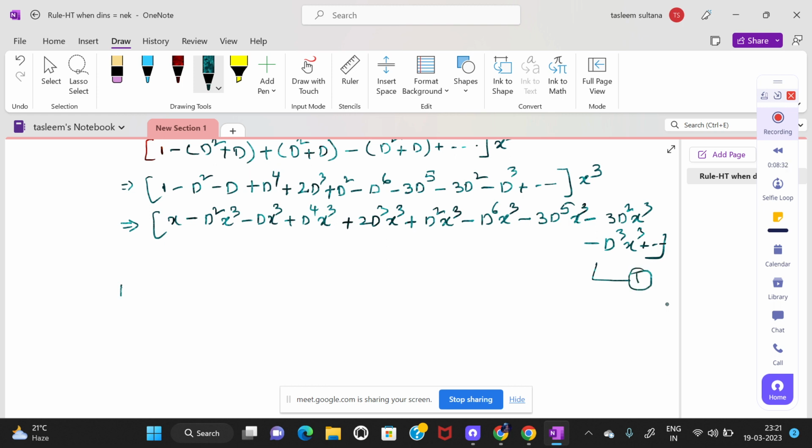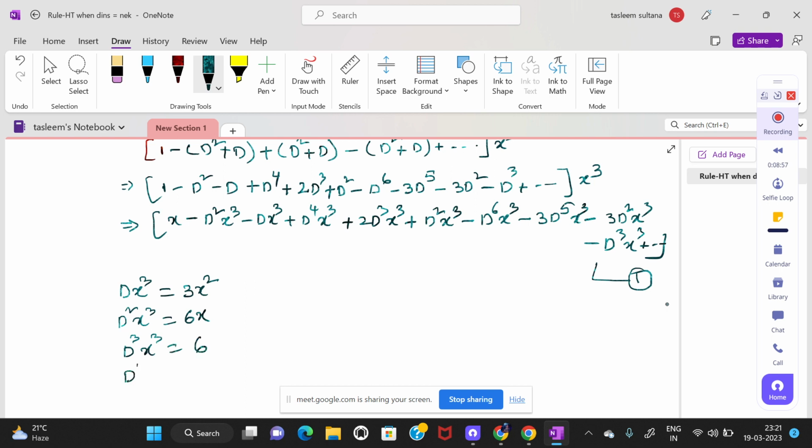Your d stands for differentiation. D into x cube equals, what is the differentiation of your x cube? It's 3x square. Then d square x cube, second time differentiation, first time differentiation is over now, 3 into 2, it's 6x. Next, d cube x cube, which is equal to 6.